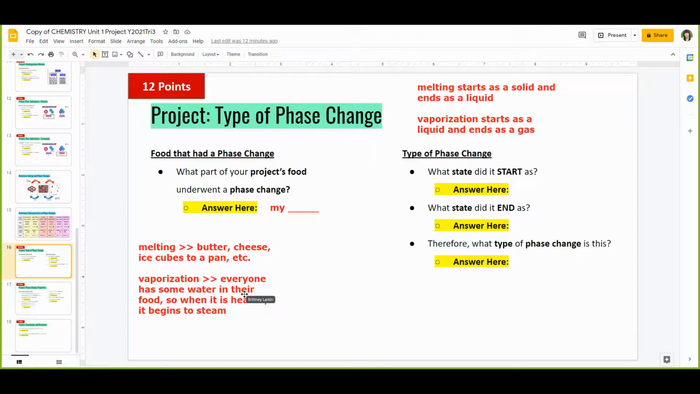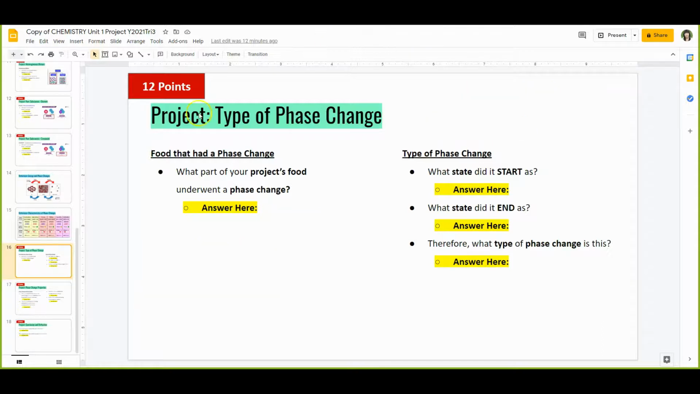There's no excuse. Everybody should have one phase change because everyone heated their food. Vaporization, you would say it started as a liquid and then ended as a gas or steam, and therefore that is vaporization. Okay, so easy peasy. That is slide number 16.